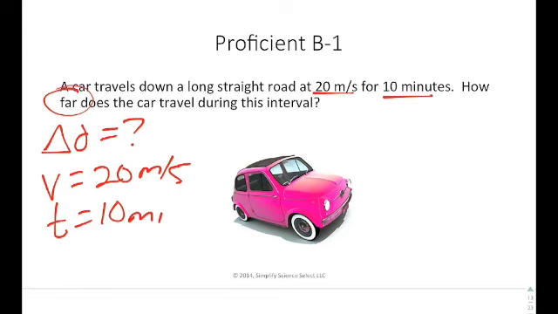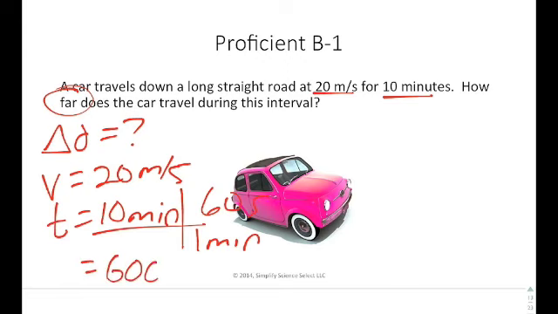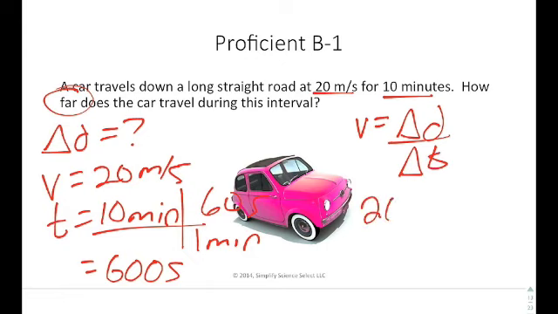Now I know I can't deal with 10 minutes because it's in minutes, so I say 1 minute is 60 seconds, and I get a total time of 600 seconds. Now I can actually use the equation. The equation is V equals delta D over delta T, or 20 equals delta D over 600.